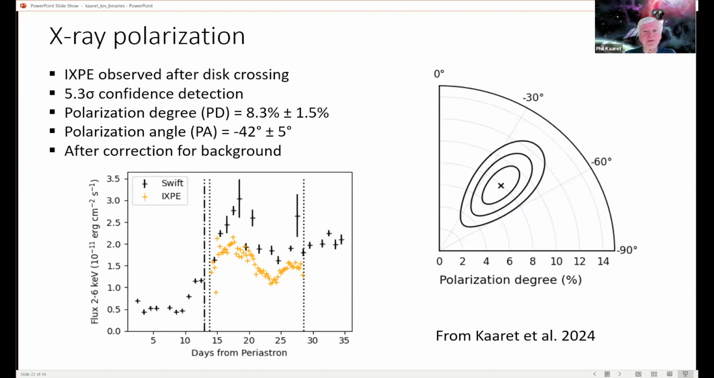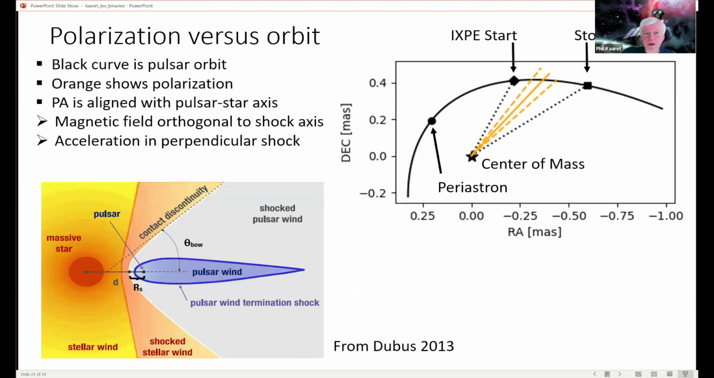But how do you interpret that polarization angle? Well, fortunately, 1259 has actually been observed with VLBI at the milliarcsecond scale, and you can actually see the motion of the pulsar on the sky. And so that's what's shown by the black ellipsoidal curve on that plot. And periastron's marked, and then the start and stop of the IXPE observations are marked. And then the gold indicates the direction and the error range on the EVPA from the IXPE measurement. And then the star is the center of mass.